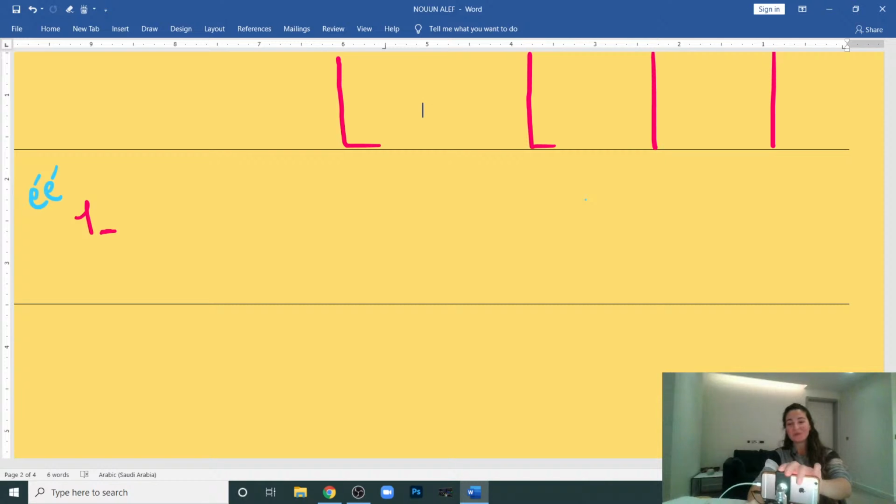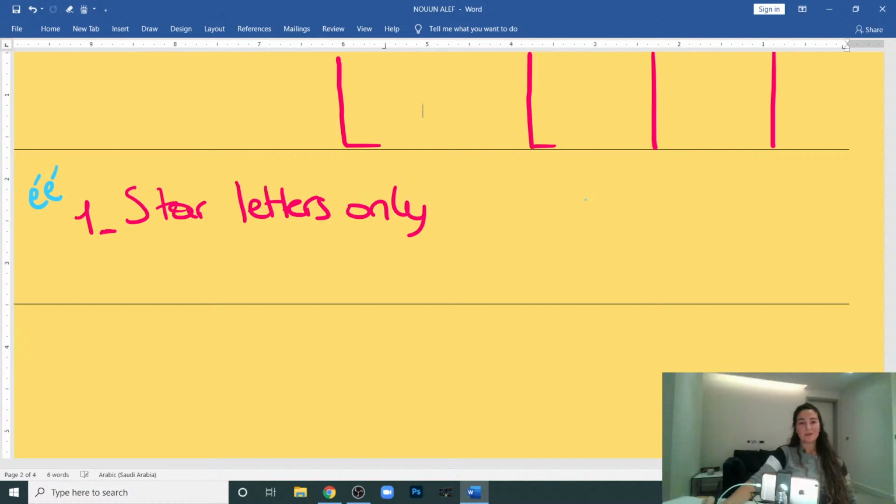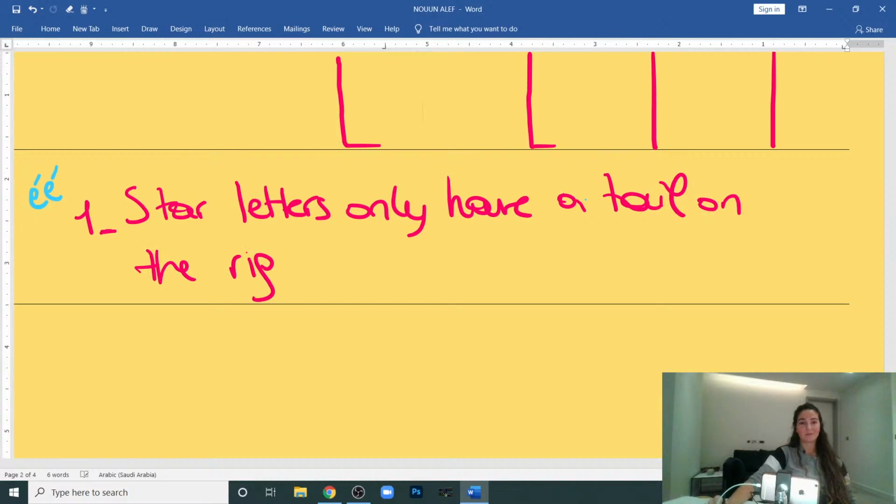So, one second, let me put this up a bit. So rule number 1, star letters only have a tail on the right side. On the right.